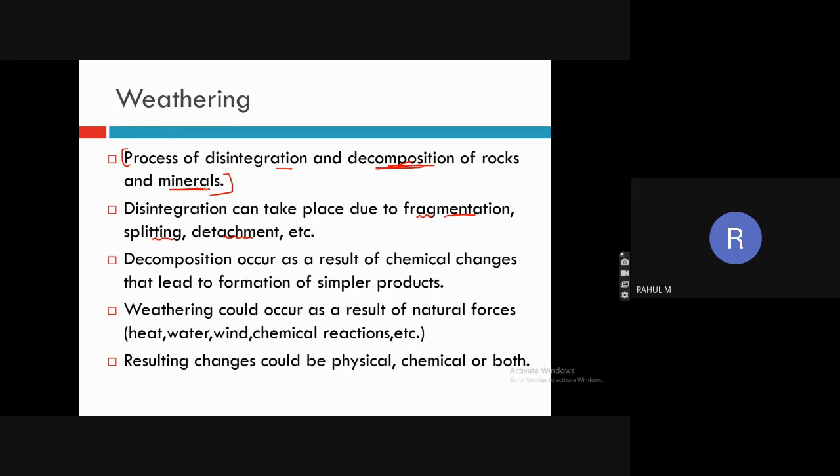Now similarly there are other natural forces which can also result in weathering. For example, the temperature change. Okay, so heat is one of the reasons. Water can be a possible reason. Wind, even wind can cause weathering, and chemical reactions. So almost all natural forces can result in weathering of rocks. Right, and both physical as well as chemical changes can be seen during this process.